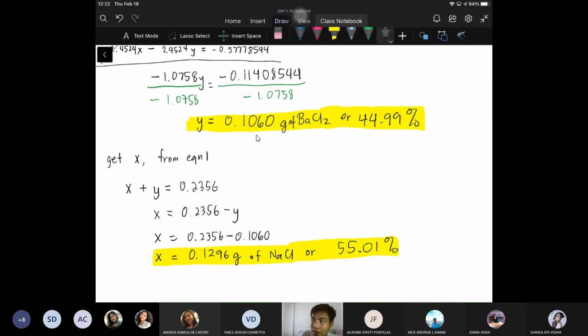O kunwari, hanapin mo naman yung percent ng barium chloride. That will be mass of barium chloride divided by the sample mass, itong 0.2356. This divided by this times 100 is 44.99%. Okay? So, ganun yung pagkuha ng percent mass. Ganun din yung gagawin nyo sa question number 4. Once makuha mo na yung mass ng aluminum Q3, saka mo siya i-divide sa sample mass mo.